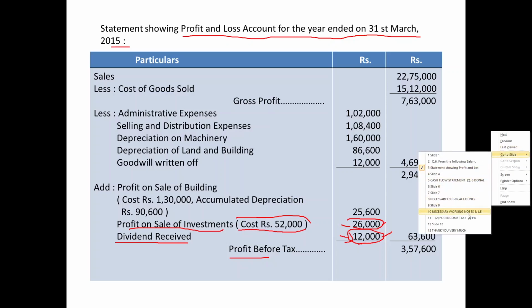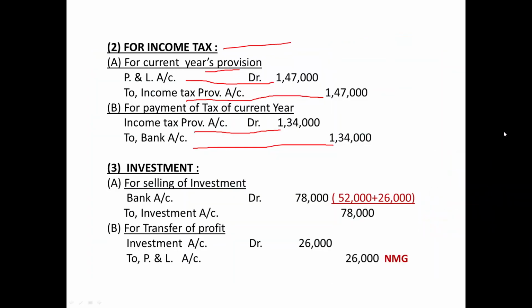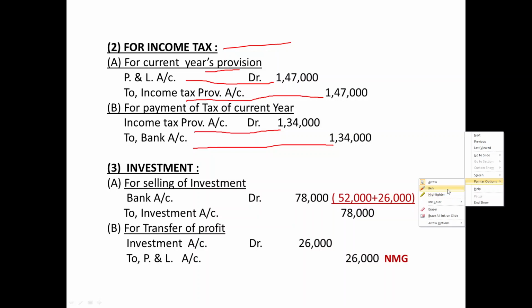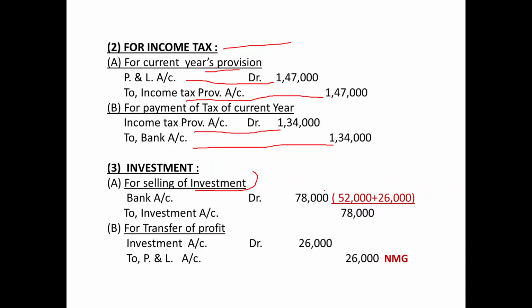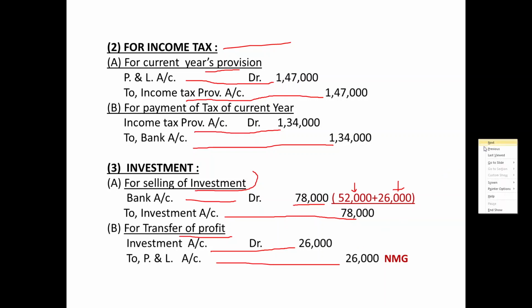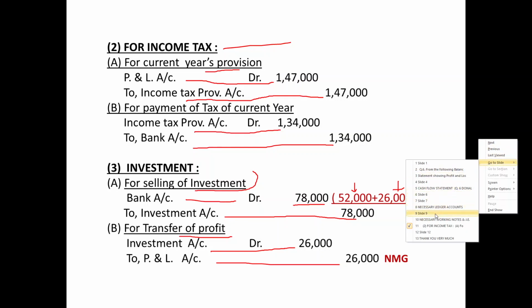Let us prepare a working note for this investment. Working note number 3, investment. For selling of investment, as I told you, cost is 52,000 and the profit is 26,000. So selling price 78,000. Bank account debited 78,000, investment account credited 78,000. We credited the full sales price with profit. So let us transfer the profit. For transfer of profit, investment account debited, profit and loss account credited 26,000. Give the posting impact in the concerned ledger accounts of investment.